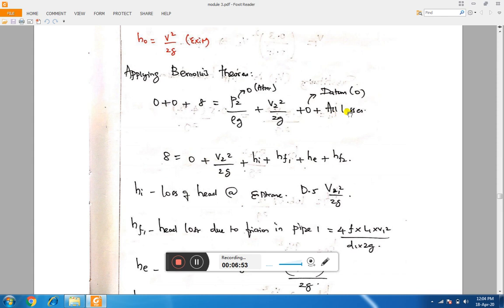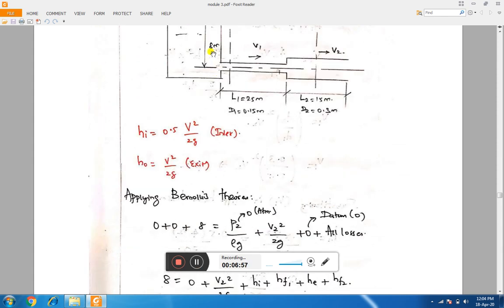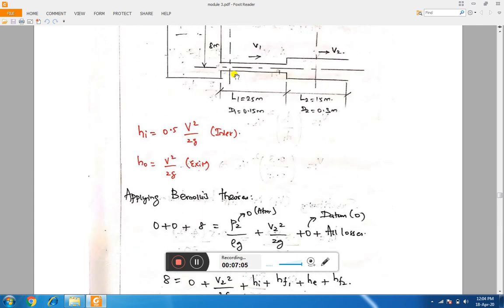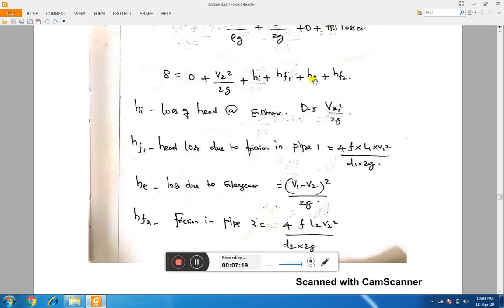now what are the losses? Hi is the inlet loss from the tank to the pipe 1. So here at this part Hi, then it has entered the pipe, so now major losses. For this first part of the section we have the friction loss, Hf1, a loss of head due to friction, so Hf1 plus He.